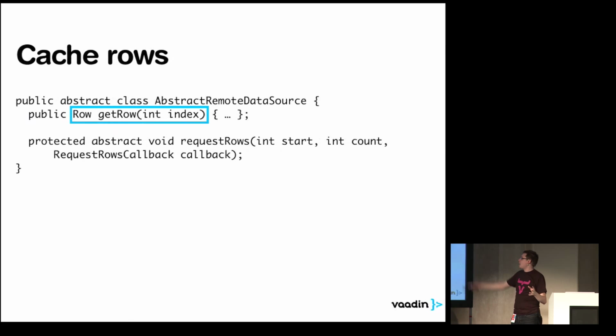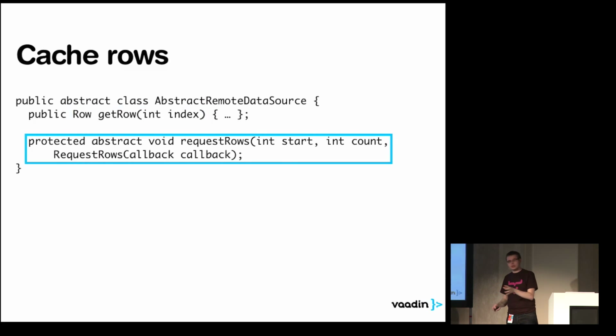Now we make the get row something that the implementation takes care of for you. You need to only do the request rows. So now you just need to implement this, and it's the data source implementation that worries about how many rows should be fetched, where should we start, what should we do with them. So then you have a slightly different method you implement, where you have the start index and the number of rows to fetch, and of course the callback.